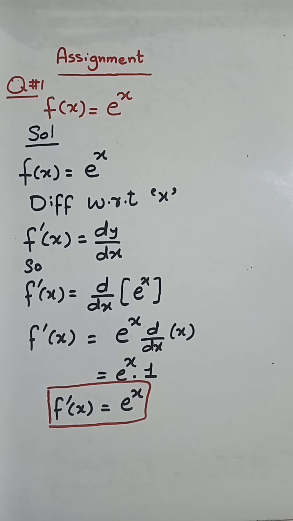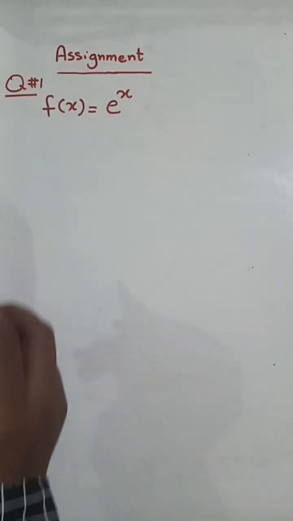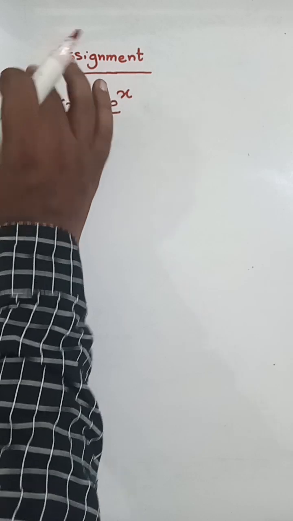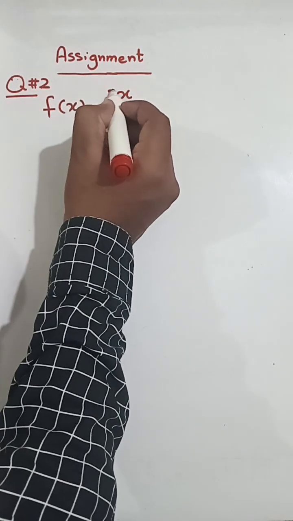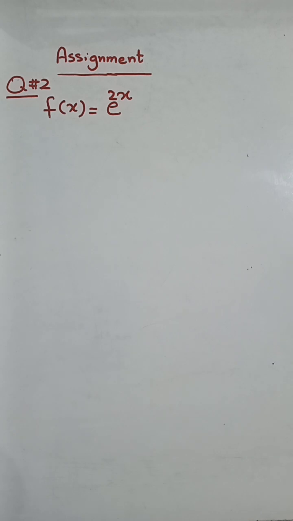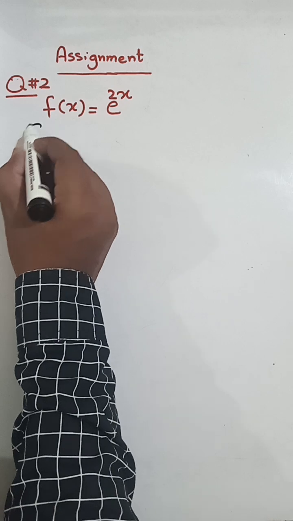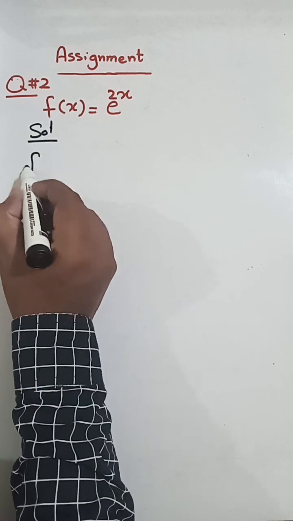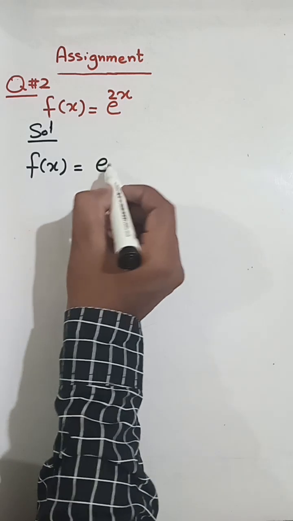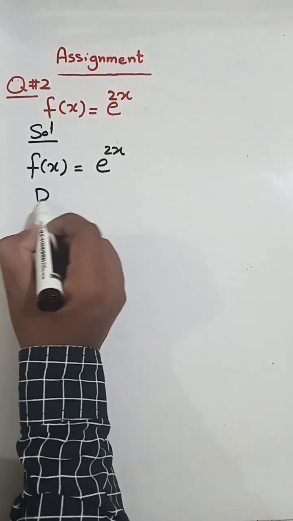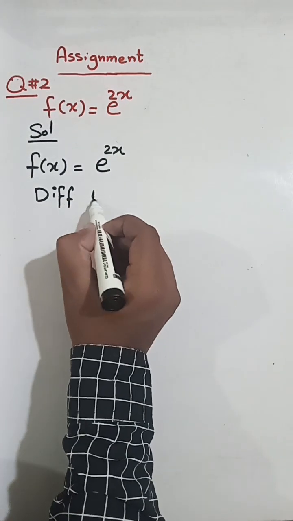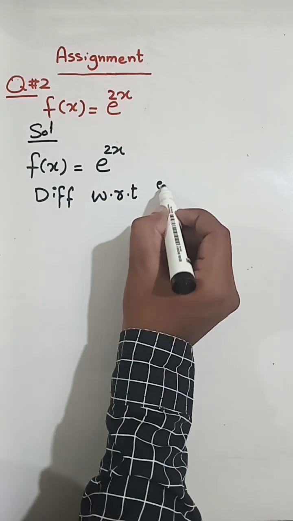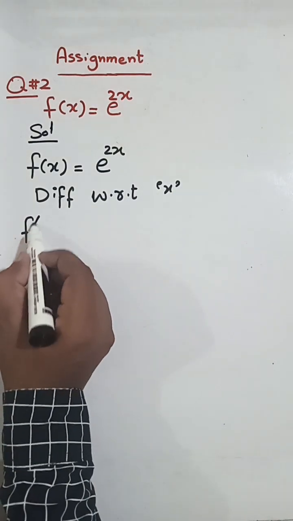Now we come to question number 2. Question number 2 is e raised to power 2x. So repeating the same steps, we have f of x is equal to e raised to power 2x, differentiate with respect to x, it is f prime x.